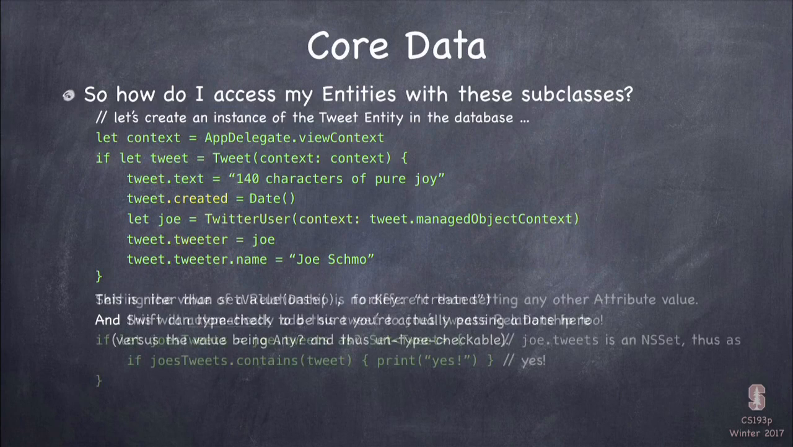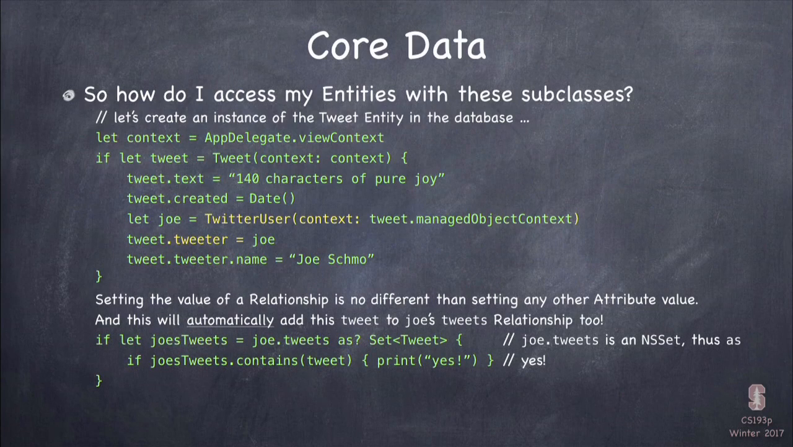What about setting relationships? So here I've created another object, a Twitter user. And again, I just said TwitterUser with the context. I'll talk about that argument in just a second, but I told it what database I want it to create the Twitter user in. And then I set my tweet's tweeter equal to that Twitter user. So it's exactly what you would imagine, right? Just set it equal to Joe.